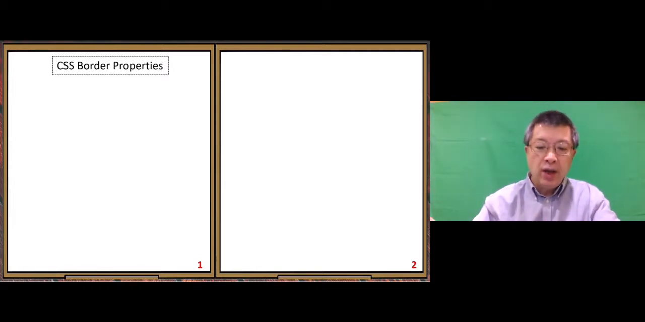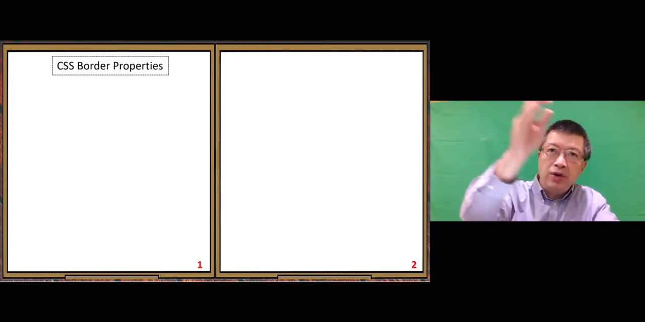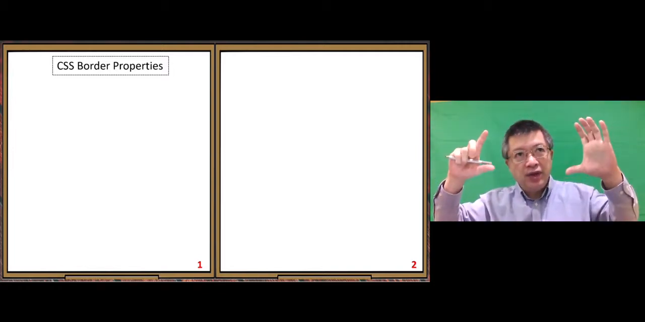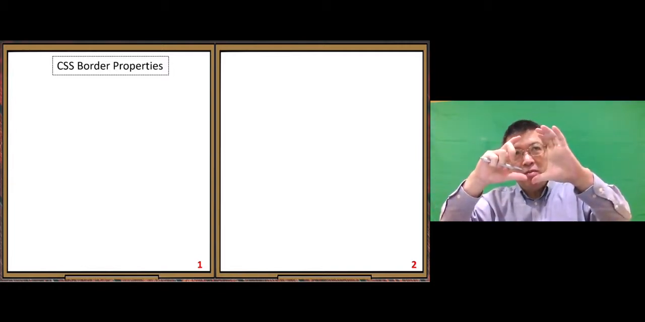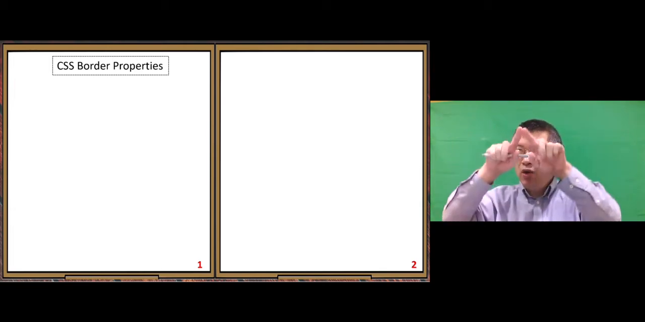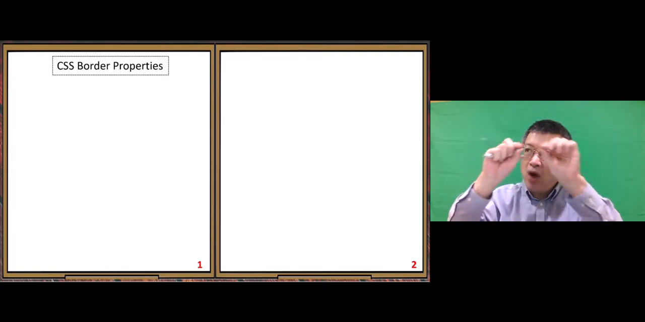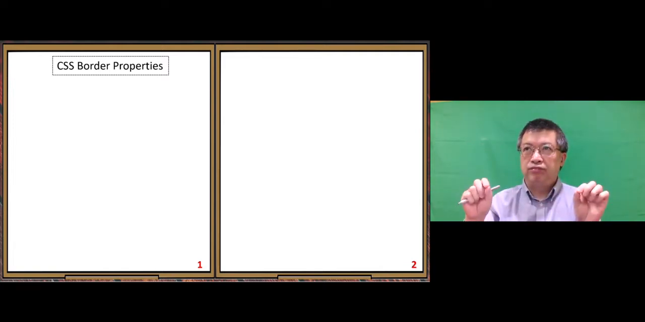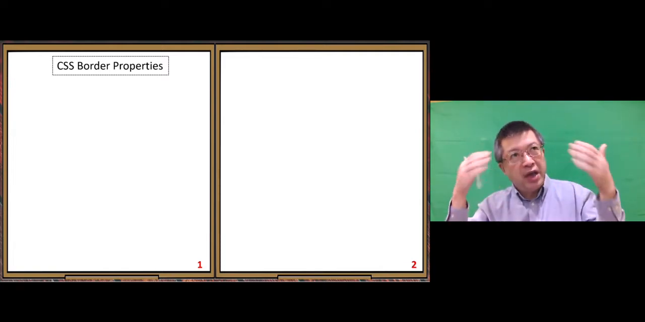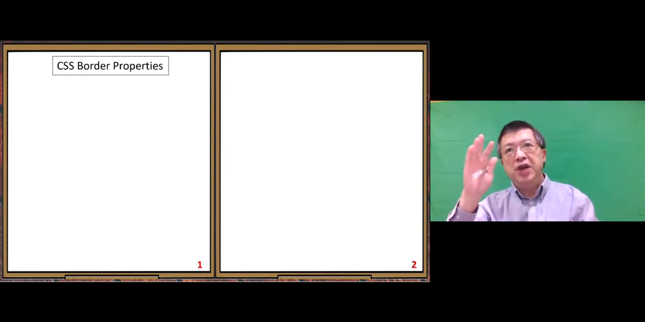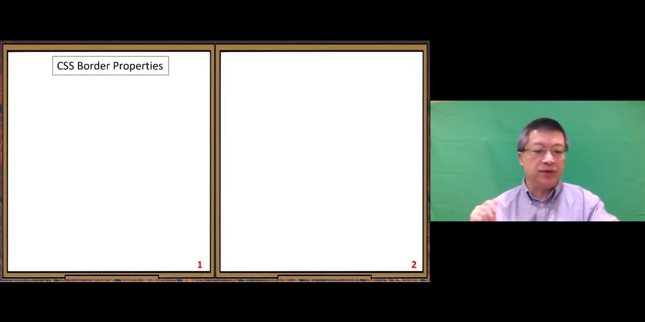The first one, CSS border properties. Border. So when you have an element, you can imagine it's a rectangular region, right? So we need to describe its border. What style, several properties we need to describe. So the CSS border properties.